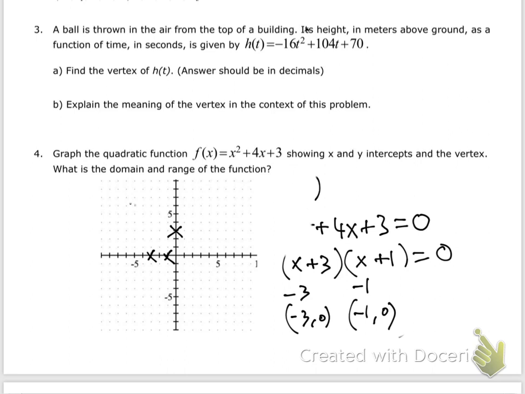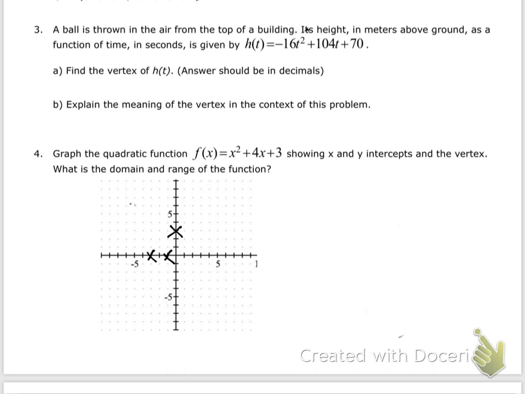Okay, so let's find the vertex. Again, negative b over 2a. So negative 4 over 2 times 1. That is negative 2. Now you can also see that from the graph. Look, the vertex is going to be halfway between the two x-intercepts. Okay?